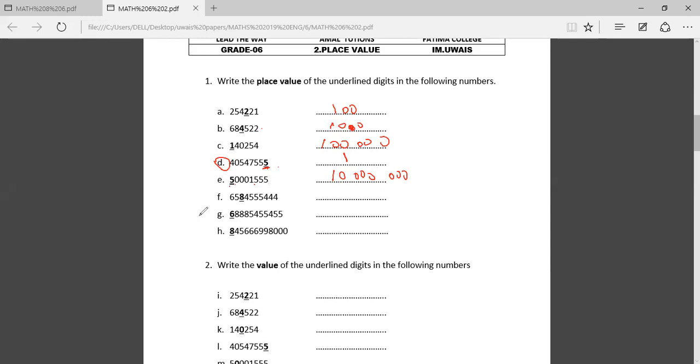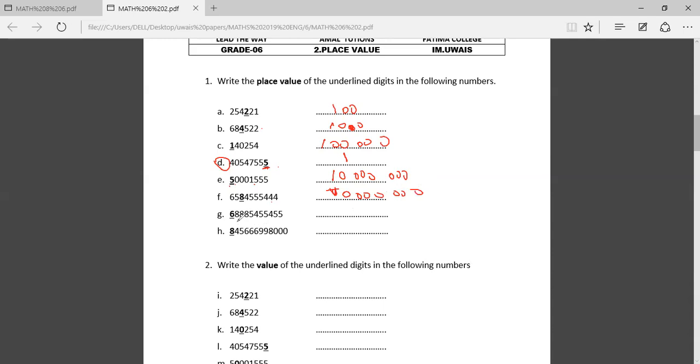F question for Difa. What is the answer for F question? You can check the answer. The place value of this 8 is 1, 10, 100, 1,000, 10,000, 100,000, 1 million, 10 million. Okay? 10 million.